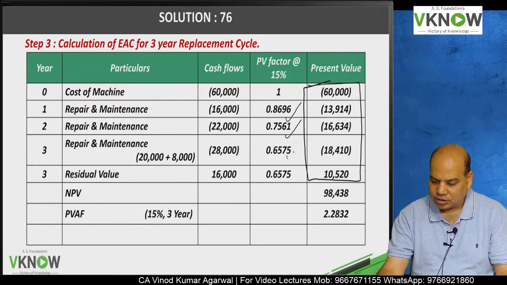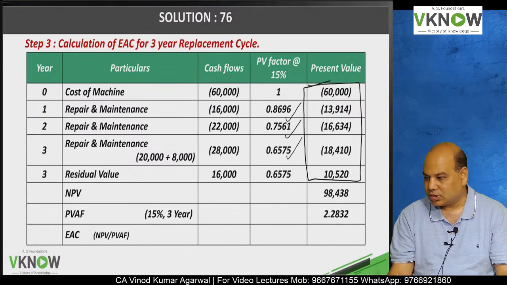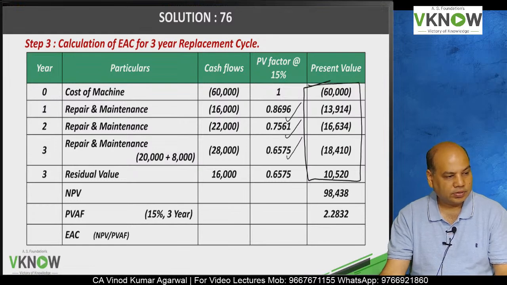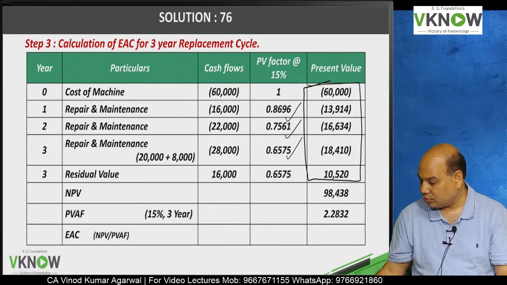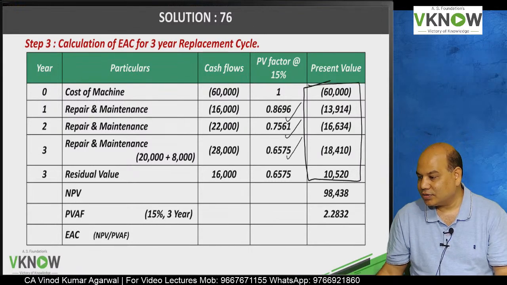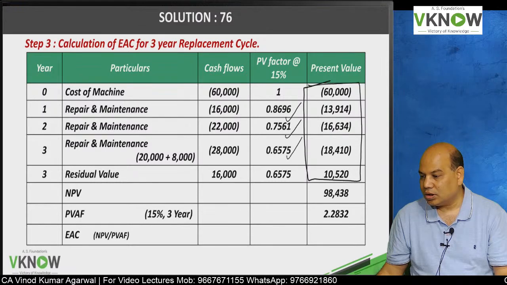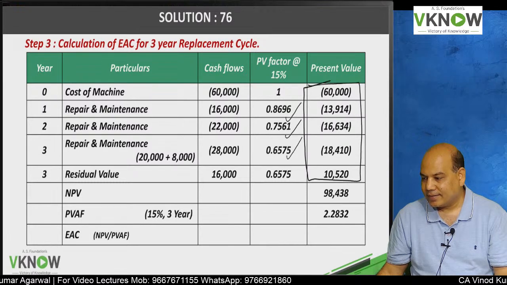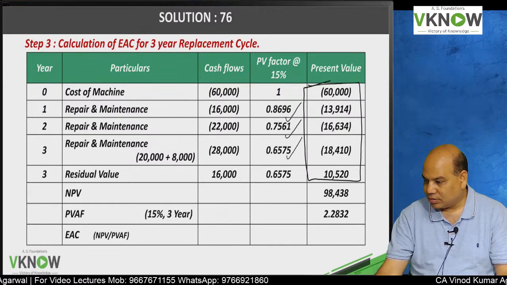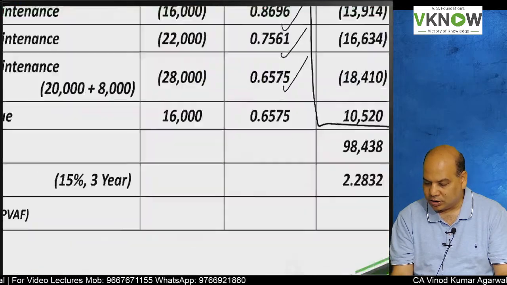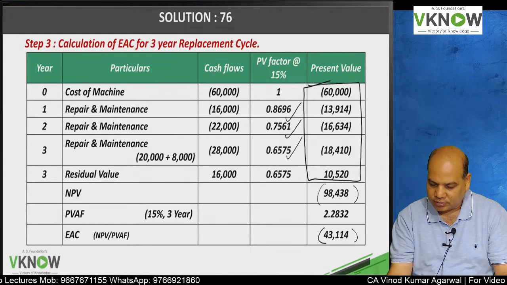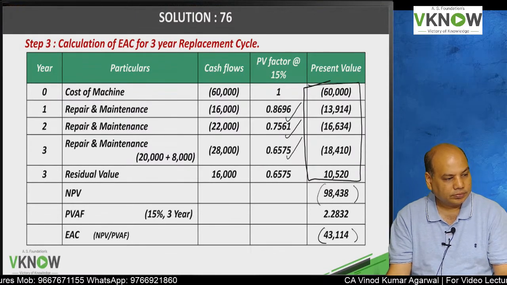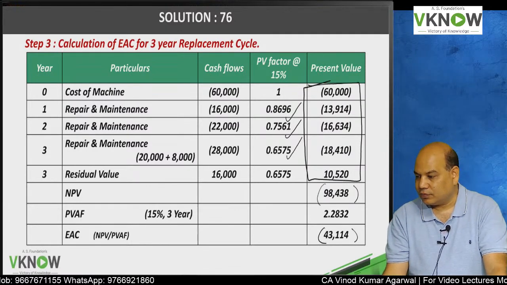2.2832. Add these 3 numbers and tell me EAC. If you tell me EAC, then only I will proceed further. Otherwise I am not. EAC of the 3rd solution. One student is replying: 43,114. Very good. You are right. Amazing. 43114 is right.